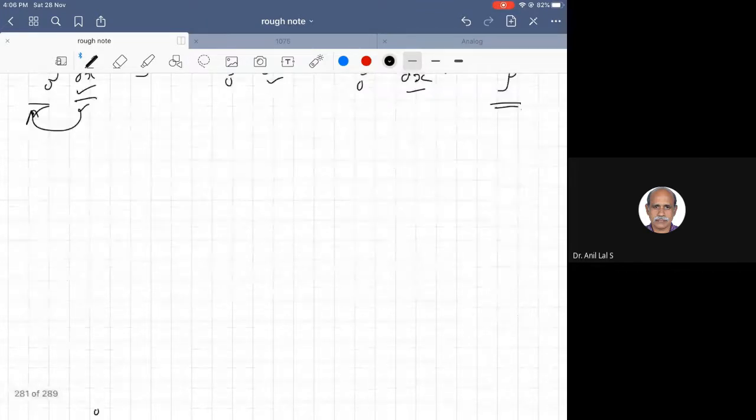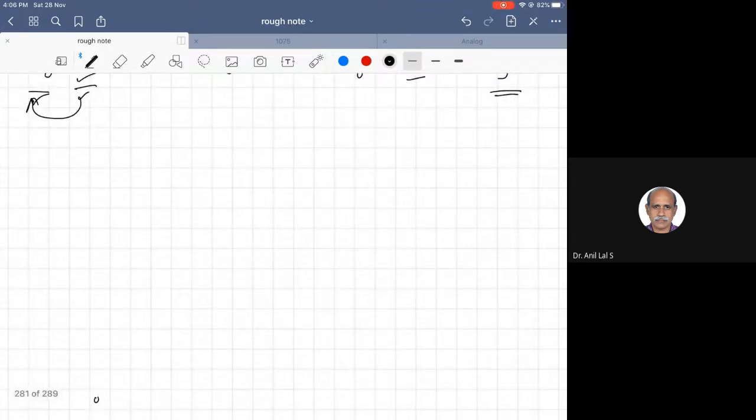So for that we will use one important theorem in mathematics, that is called the Leibniz theorem. There is an important theorem that's called the Leibniz theorem.